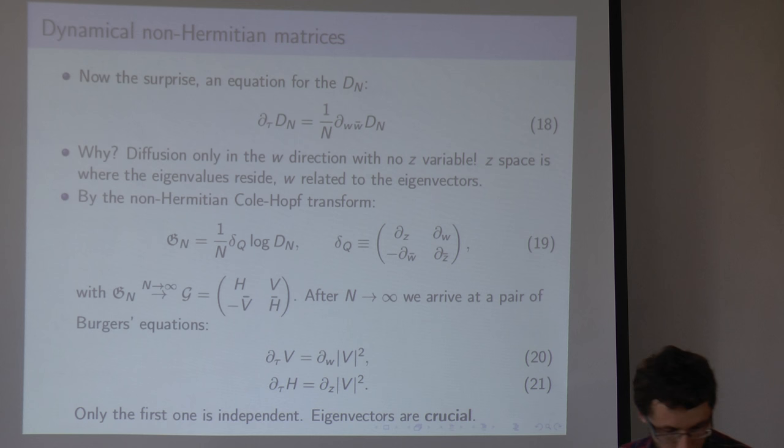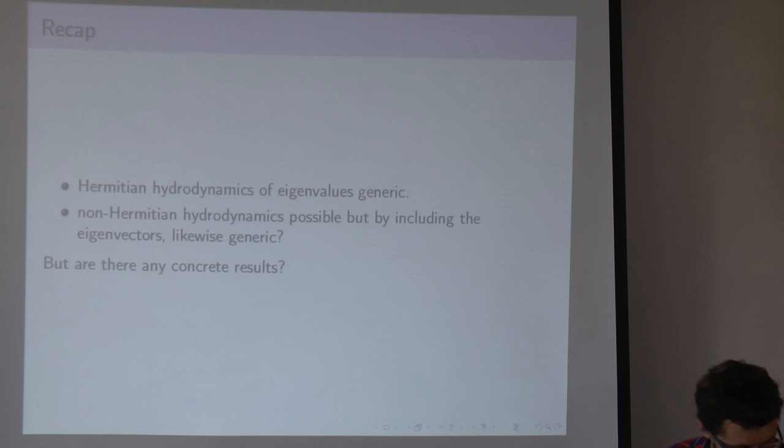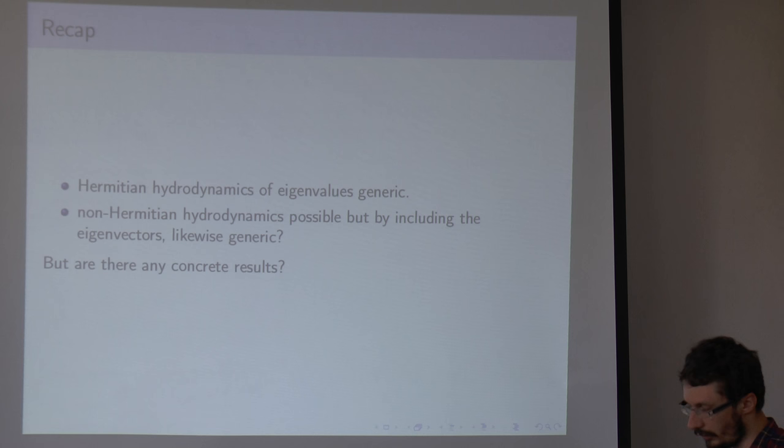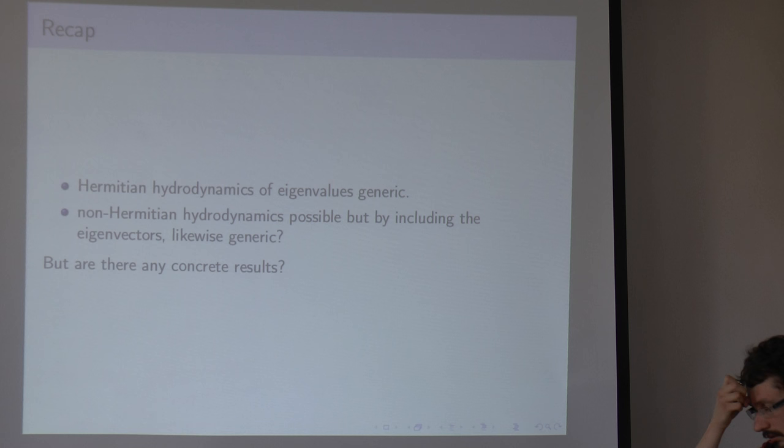And okay, fine. So the recap is the following: the Hermitian hydrodynamics in terms of the Burgers equation, which I showed you on this nice table, turns out to be quite generic for a plethora of matrix models, and the same thing happens in the non-Hermitian world, but when we include the eigenvectors. So that's the takeaway message, if I have any.